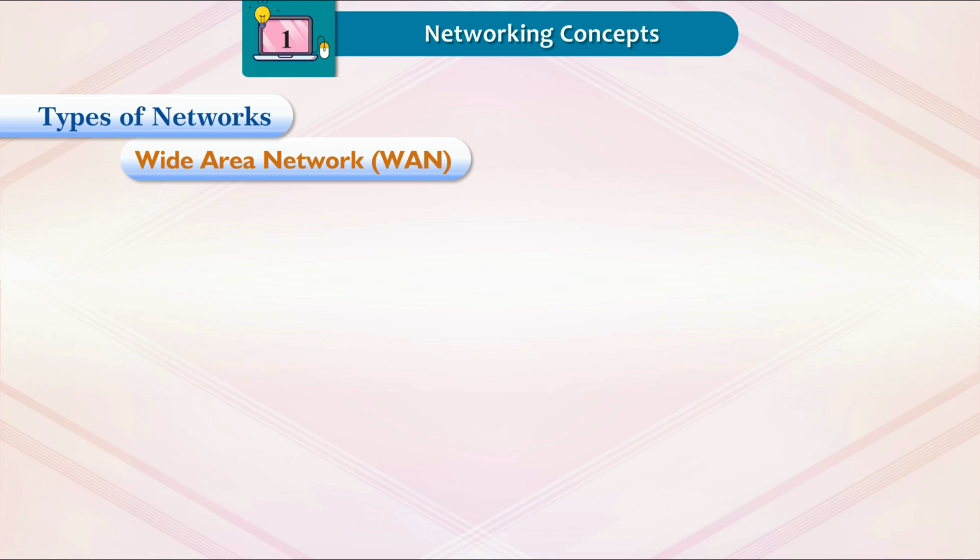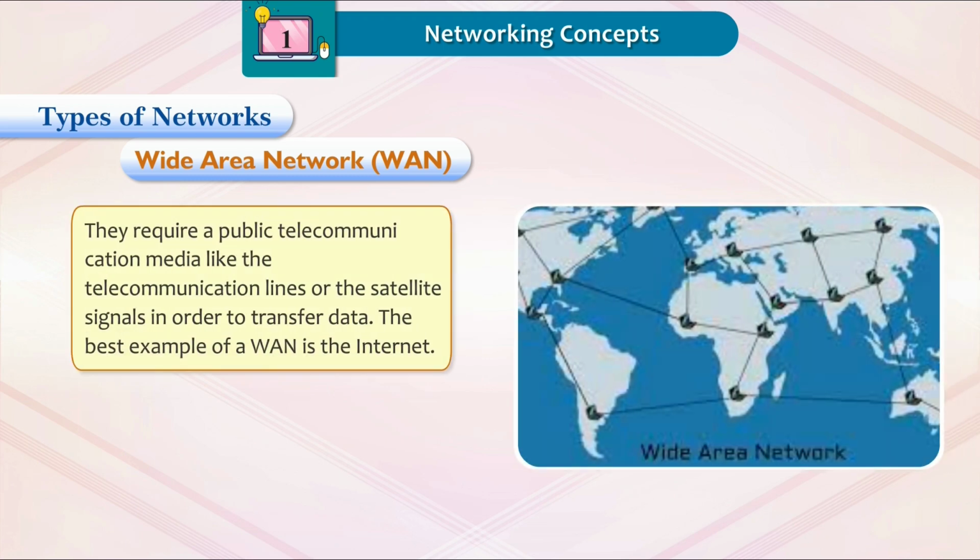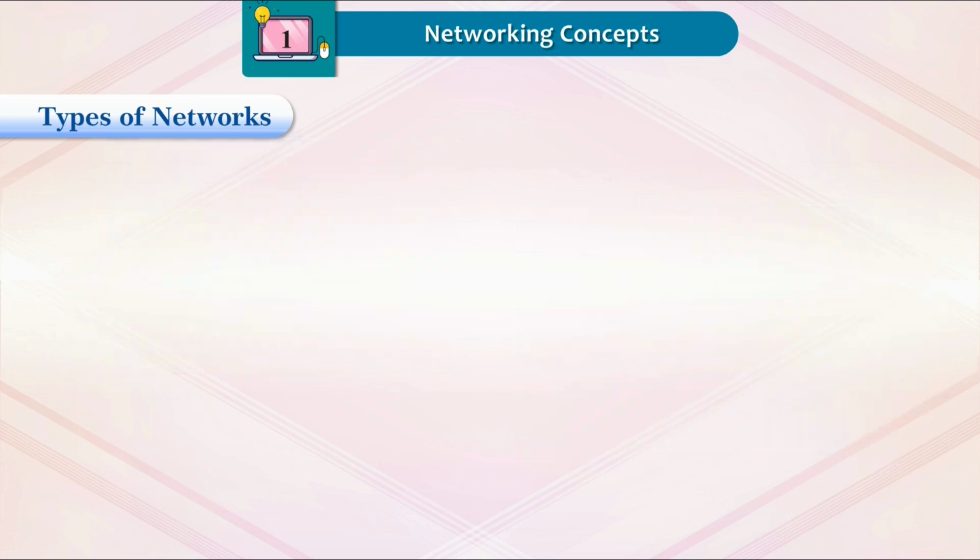Wide Area Network or WAN. A Wide Area Network, WAN, is used to connect computers over large geographical areas such as continents. WANs are generally used by very large companies or government agencies. They require a public telecommunication media like telecommunication lines or satellite signals in order to transfer data. The best example of a WAN is the Internet.